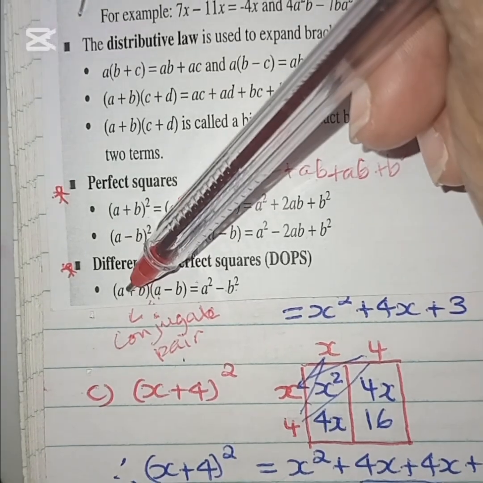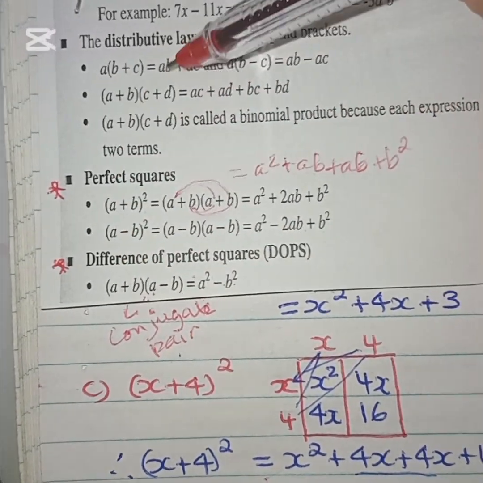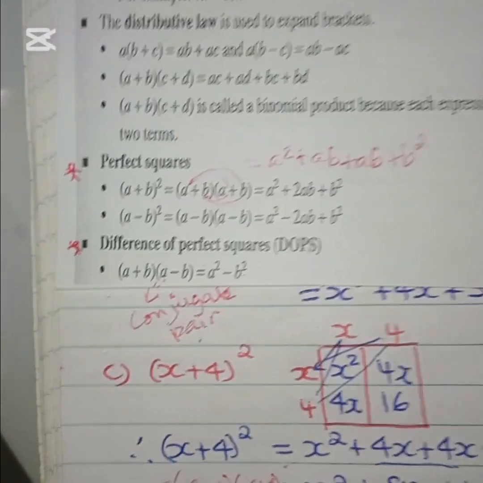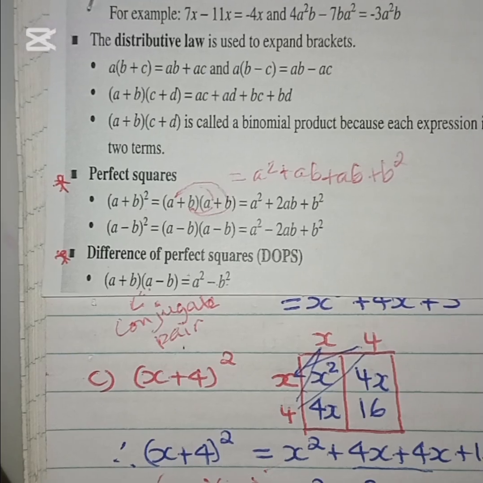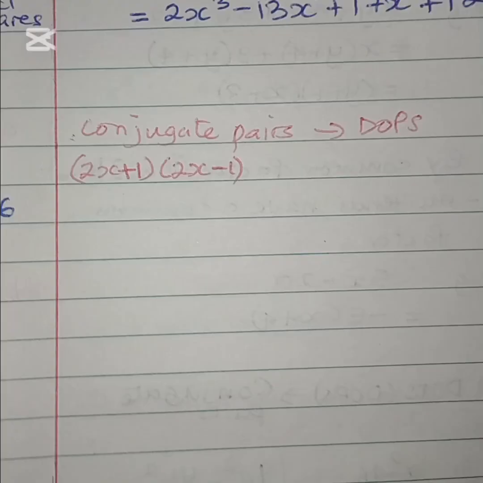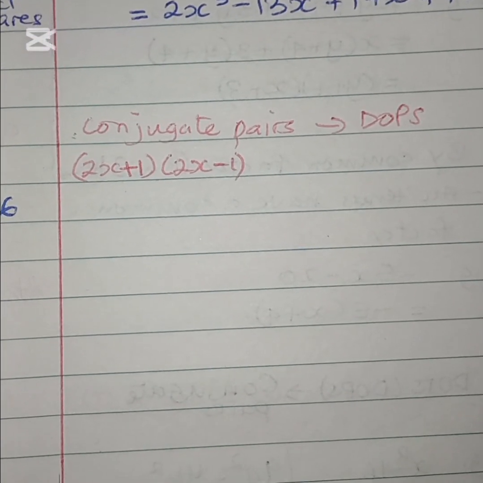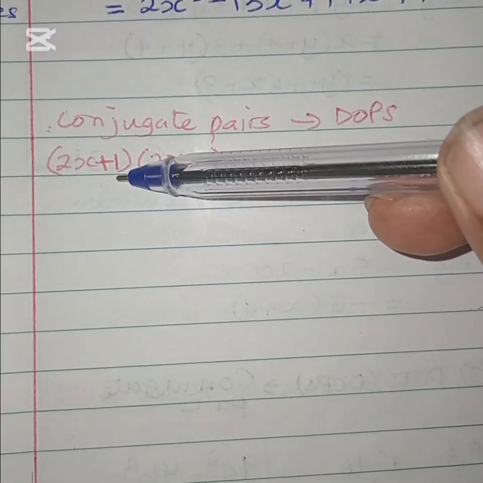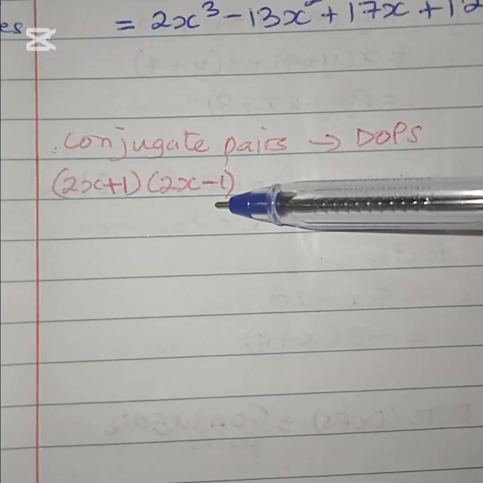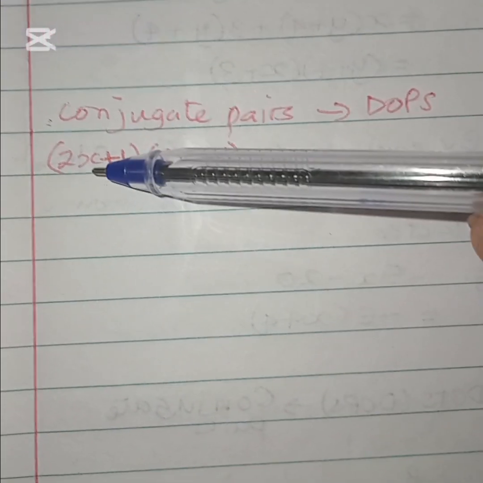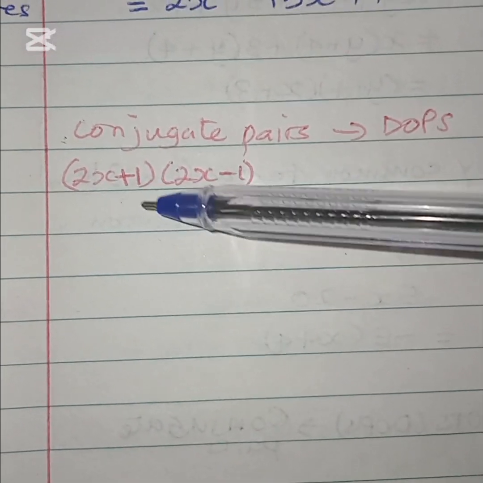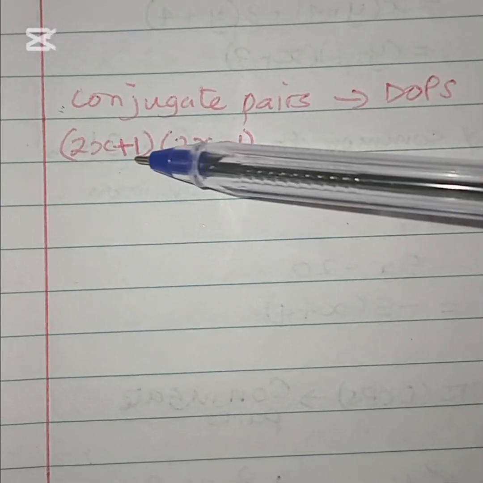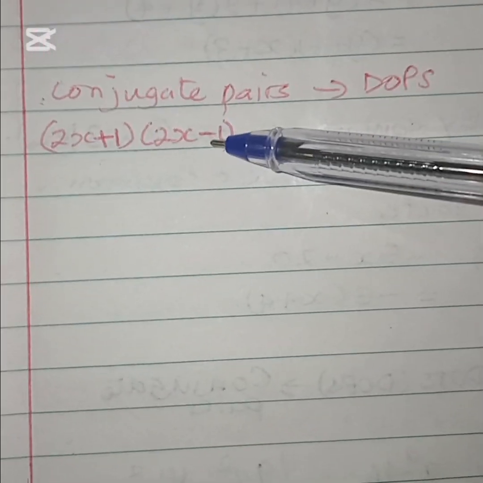And of course, you can do it the long way using the distributive law to check your answer. Let's see one example for difference of two squares. Alright, so here's one example of conjugate pairs multiplying: 2x plus 1 times 2x minus 1. Again, they are called conjugate because they have the same terms, 2x and 1, but one bracket has a plus and the other bracket has a minus.